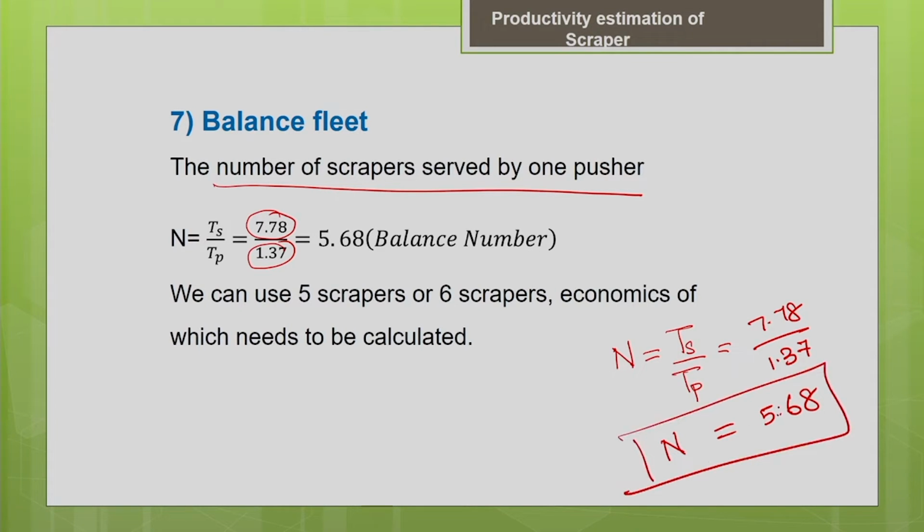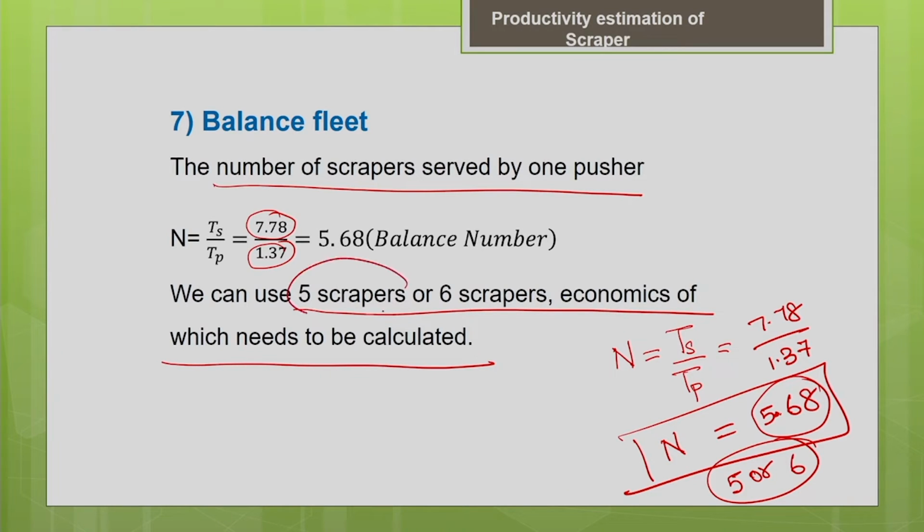This balanced number indicates a level at which the production level of both the machines, scraper and pusher, are the same. So both are working at their maximum production level. But it is not possible for us to go by 5.68 per pusher, so we have to round it. Since we get a decimal number, we have to round it either to the lower number or to the higher number. Either I can go for 5 or I can go for 6. So we have to work out the economics of both the cases.